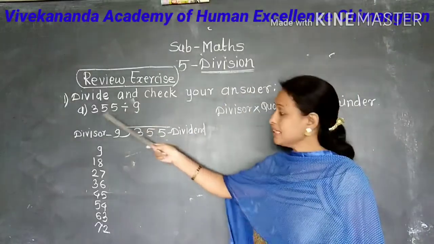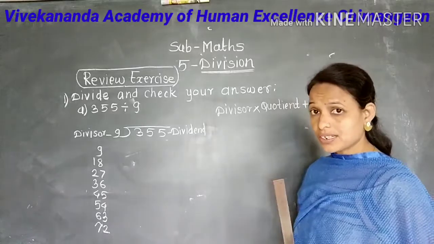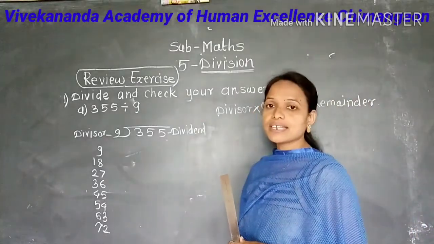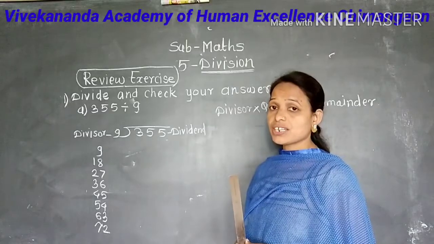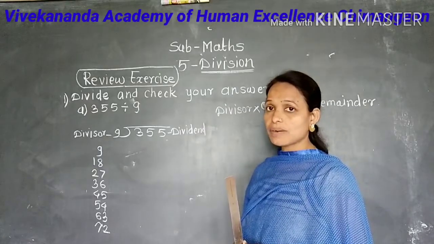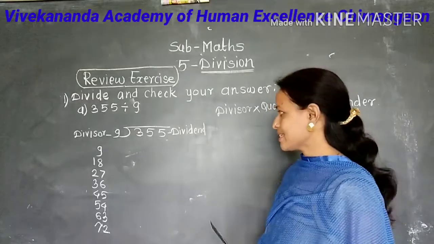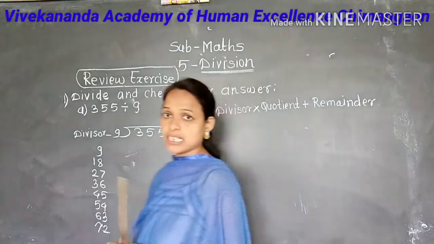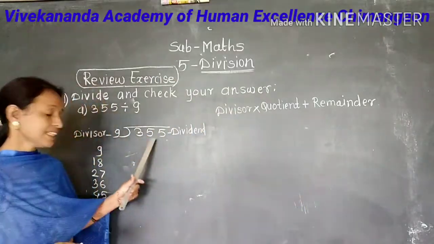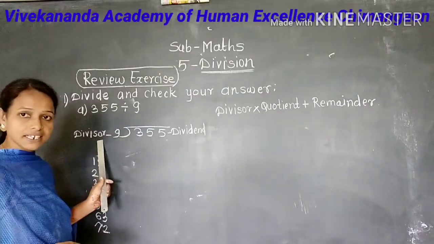See first example, 355 divided by 9. So here, first we have to divide this example, find the quotient and remainder, and check whether our answer is correct or not by the division operator. Okay, so first we will divide this example, 355 divided by 9. So here 355 is a dividend and 9 is a divisor.